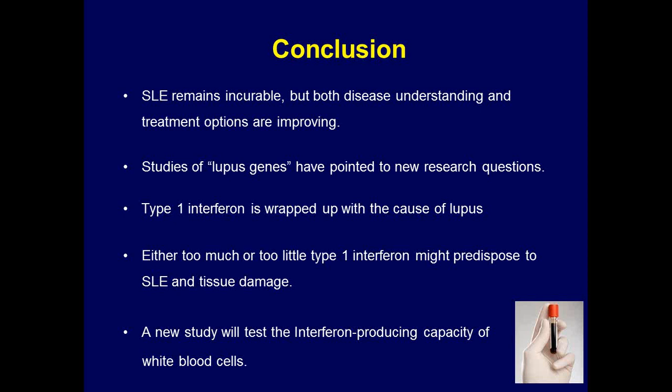The idea of the study is to test the interferon-producing capacity of white blood cells in lupus patients themselves. Previously, we've studied only healthy humans who carry the lupus gene. Now we'd like to look in lupus patients themselves.